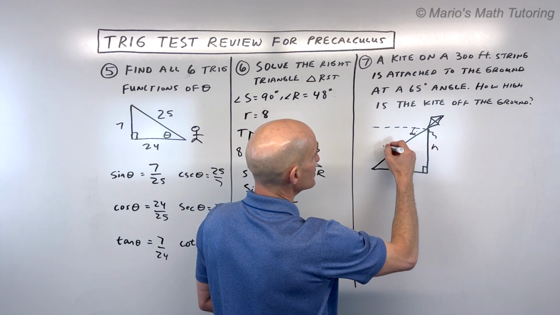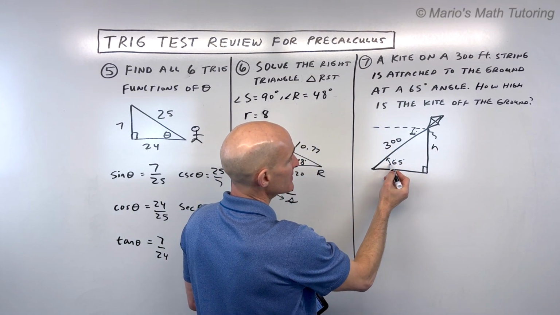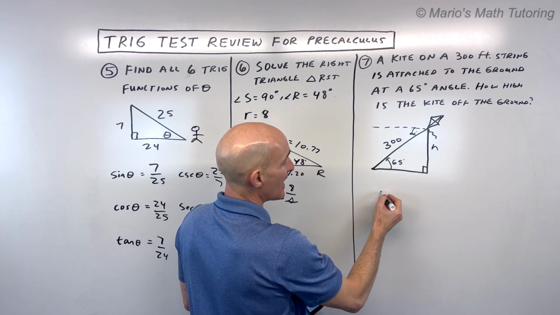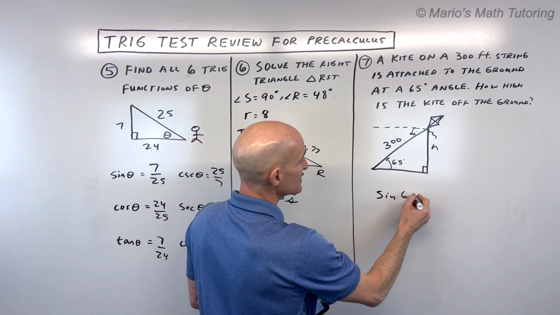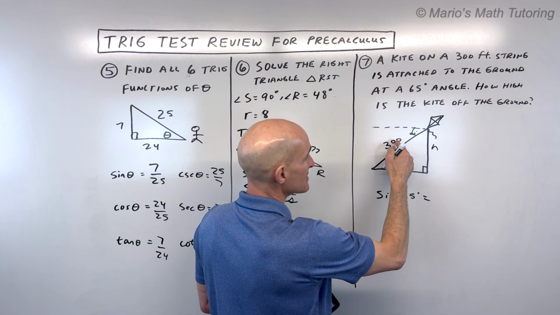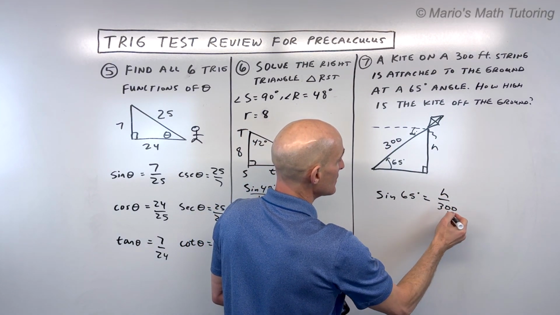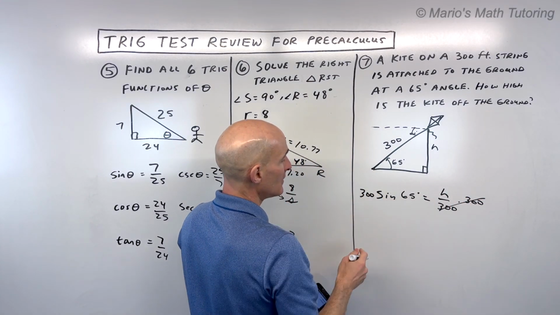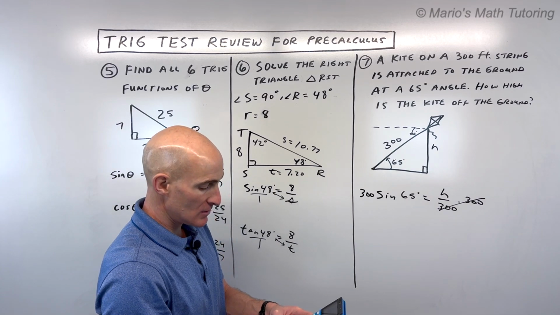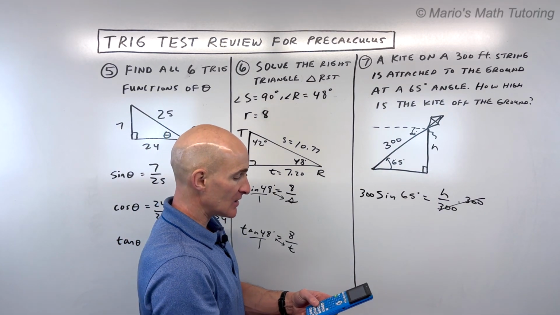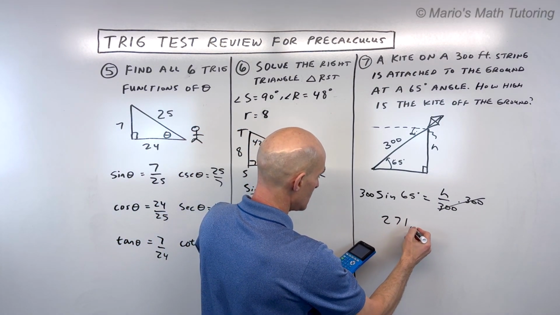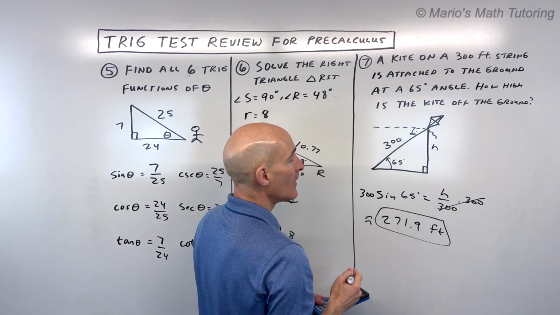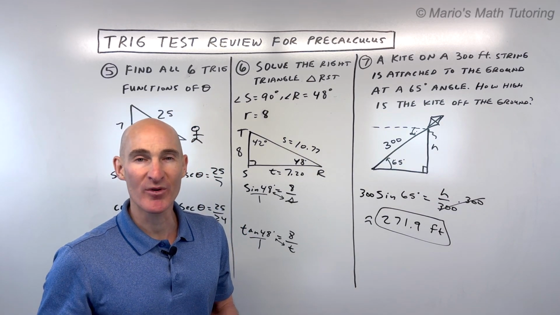So what trig function ties together this angle, this side, and this side? Well, this is opposite and hypotenuse. That's the sine. So it's sine of 65 degrees equals the ratio of the opposite side over the hypotenuse. If we multiply both sides by 300 to get the height by itself, let's see what that comes out to. I'm getting 271.9 feet approximately. Let me erase the whiteboard. Let's go to the next group of problems.